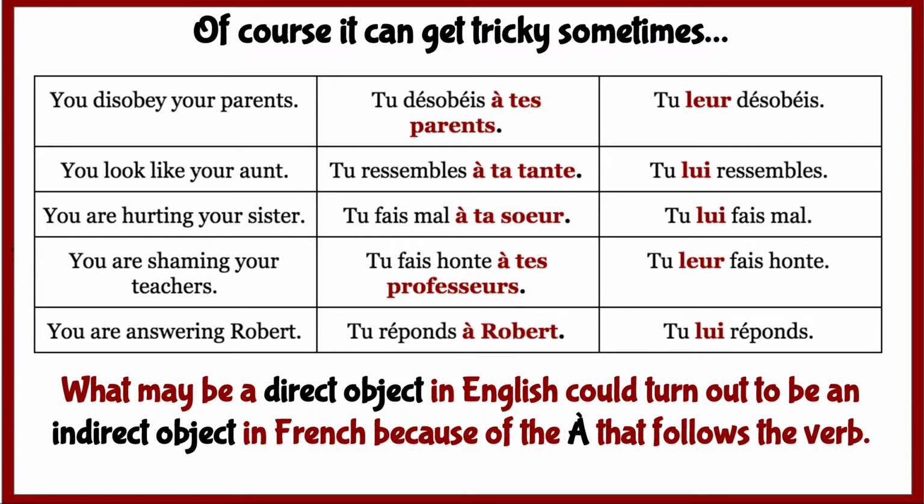D'accord? You are hurting your sister. Tu fais mal à ta sœur. You see? À is there. So we say tu lui fais mal. Arrête. Tu lui fais mal. You're shaming your teachers. Guys, I felt so stupid coming up with some of these examples, but I really wanted to look for a place where you have the à in French where you don't have it in English. So, you are not shaming your teachers, I'm sure. But here's how you would say it if you were. Tu fais honte à tes professeurs. So, tu leur fais honte. And then finally, you are answering Robert. Tu réponds à Robert. So the big difference is because of that à that follows the verb.